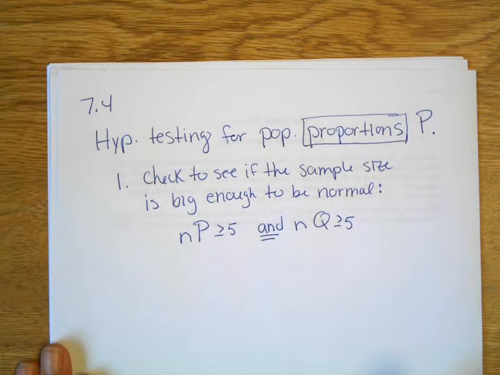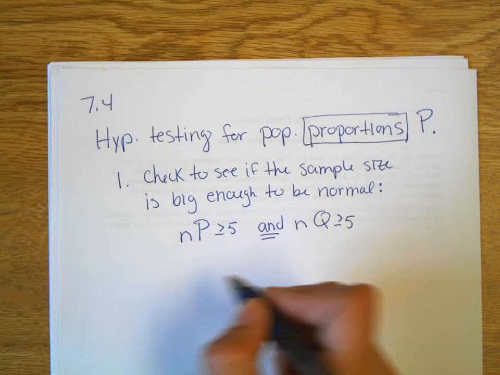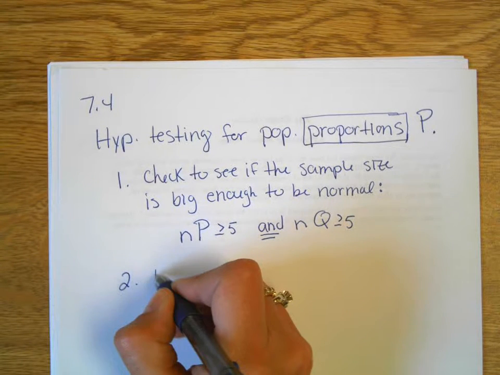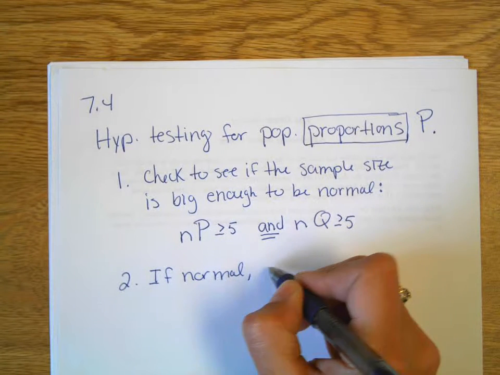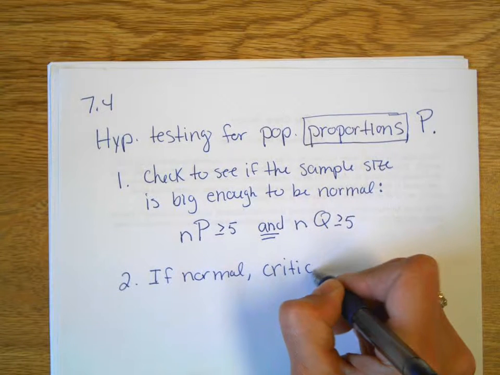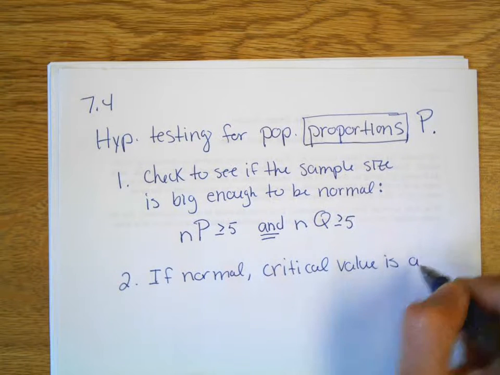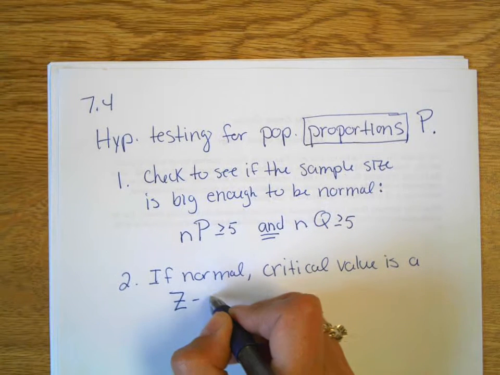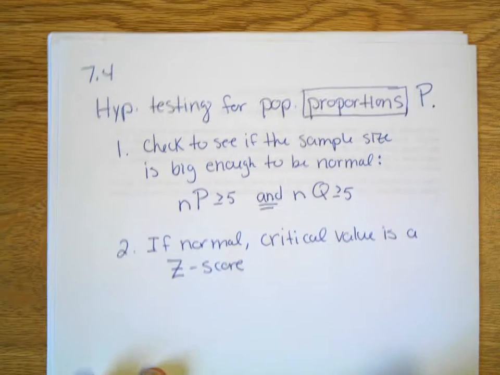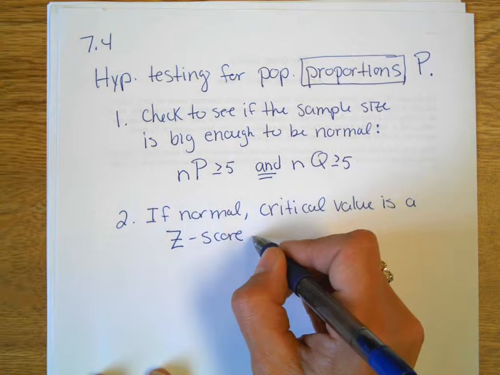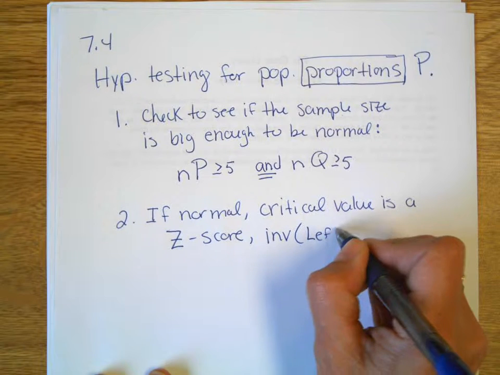Okay. P and Q going to make sense for us? Yep. It's big P and big Q. So if normal, your critical value is a z-score. So we're going to use inv norm of the left area to get our critical z-score.